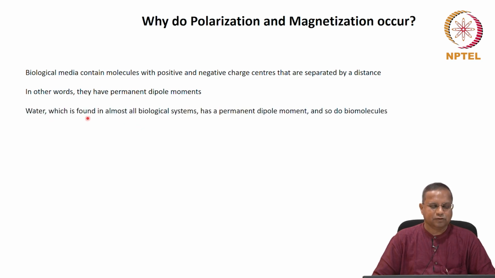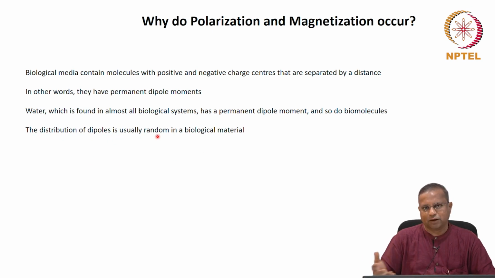Water, which is found in almost all biological systems, each one of our cells is made up of 70% water, and therefore our body is made up of 70% water. Water has a permanent dipole moment, and so do biomolecules. Okay, and this is the essence of the effect. The distribution of dipoles is usually random in a biological material.